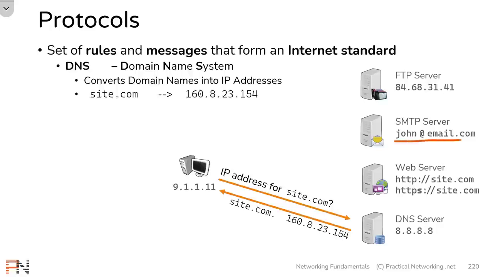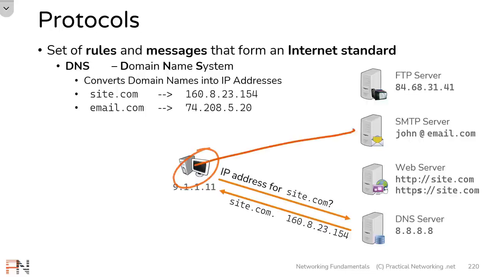DNS is also what makes email possible. Again, if I were to ask you for your email address, you'd probably give me something that looked like this and not the actual IP address of your email server. But DNS would resolve this into your actual mail server's IP address, and now your client can actually send mail to the mail server. So as you can see, DNS is actually a pretty important protocol in the internet ecosystem.